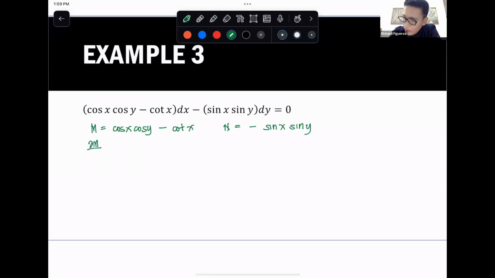So we partially derive M with respect to y. So x is constant. What is the derivative of cosine y? The derivative of cosine y is negative sine y.